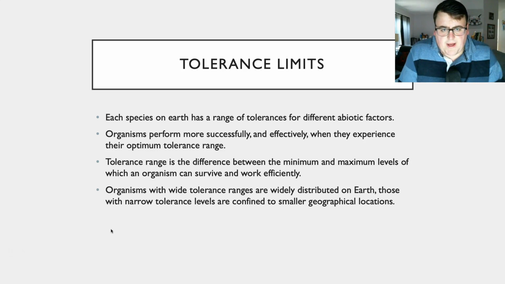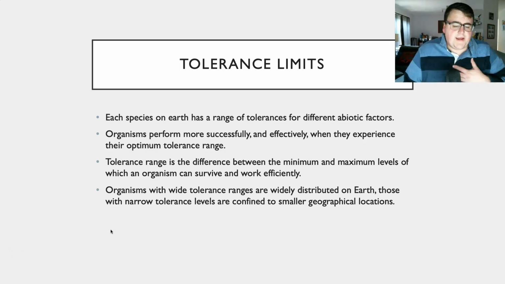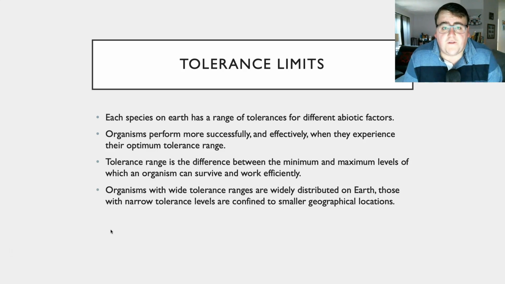When I use the word tolerance range, what I'm referring to there is the difference between the minimum and maximum levels at which an organism can survive and work efficiently. Organisms that have a really wide tolerance range, so they can live almost anywhere, are obviously going to be found more on Earth than those that have narrow tolerance levels that need very specific conditions. Because those with narrow tolerance levels have to pick an environment that caters specifically to their needs, and they'll only survive in those areas. So the range of tolerance limits that you have determines how widely spread you can be across the Earth.